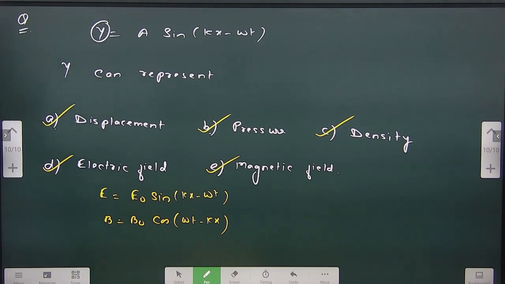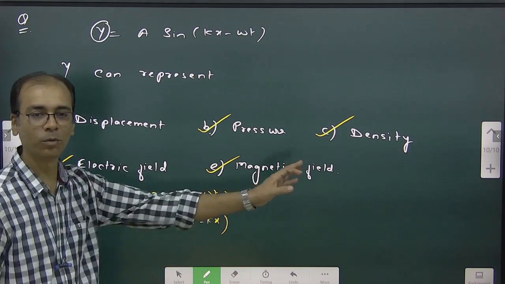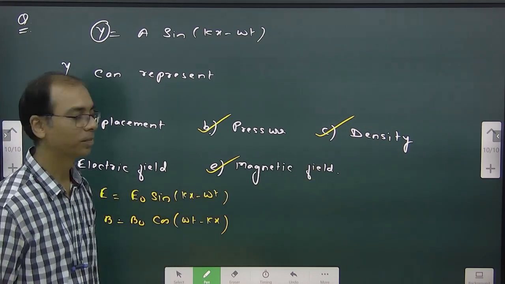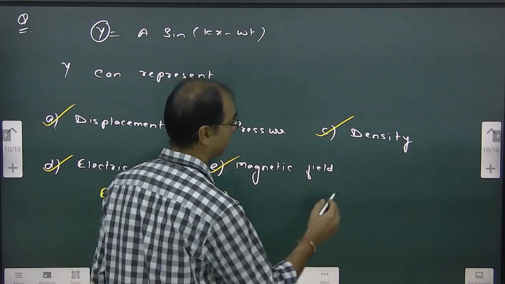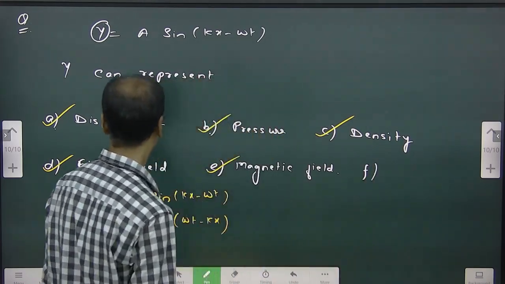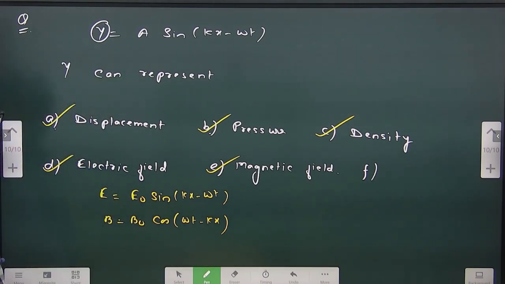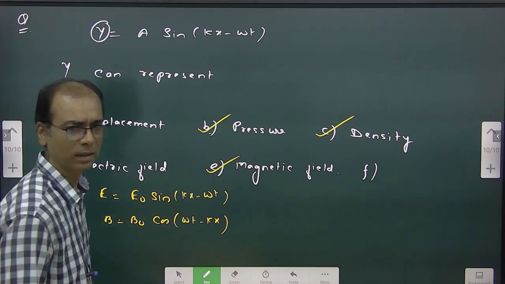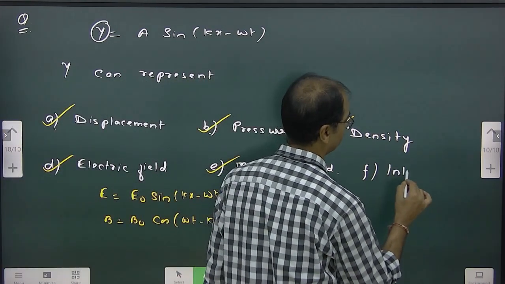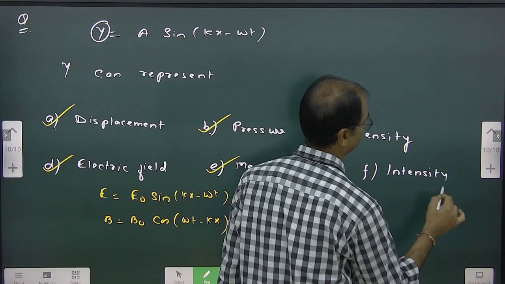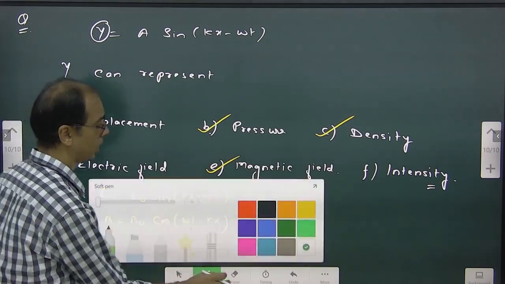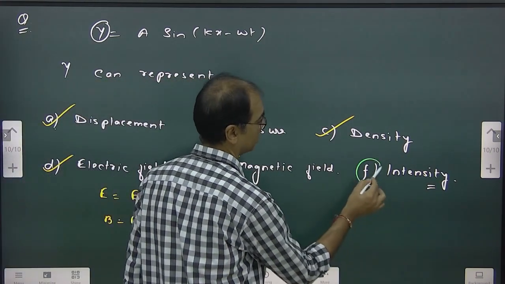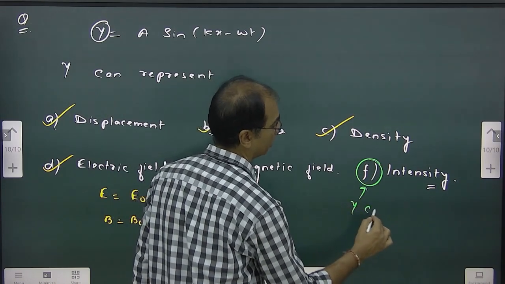Or I would have asked you what y cannot represent. And one more thing I would have written here. Suppose F, what shall I write? Intensity. Y cannot represent intensity. Okay, this would have been our answer.